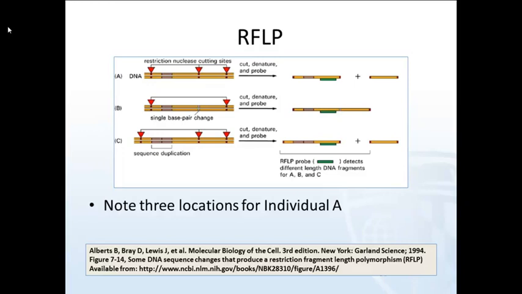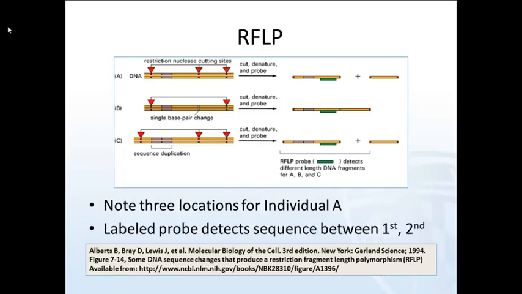Now let's look at the middle one, individual B. A mutation or SNP at the restriction site would remove the enzyme's ability to cut there, so there are only 2 sites to cut this individual's DNA. Finally, individual C has a short duplication of a specific region of DNA. A labeled probe can be applied to find this fragment.